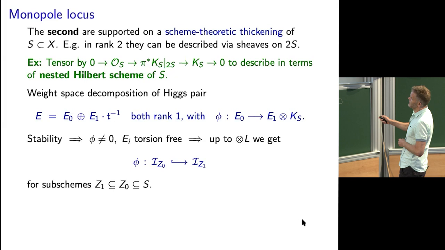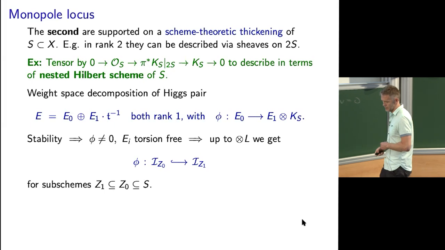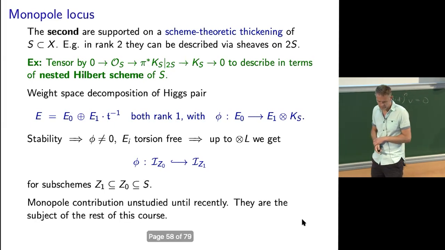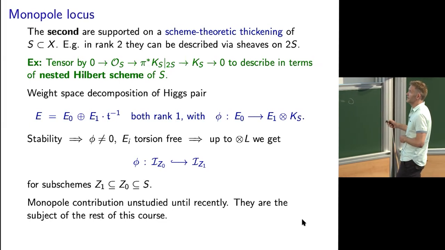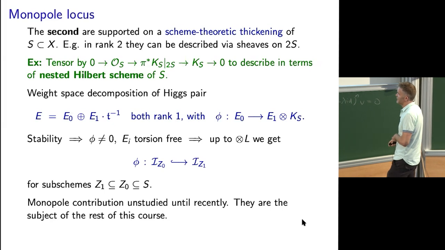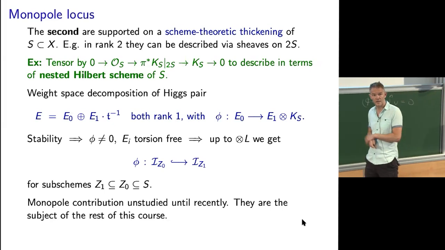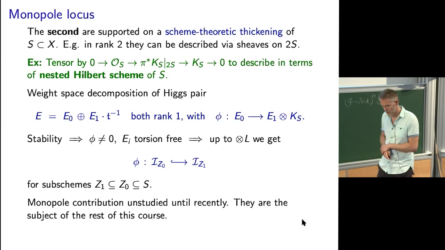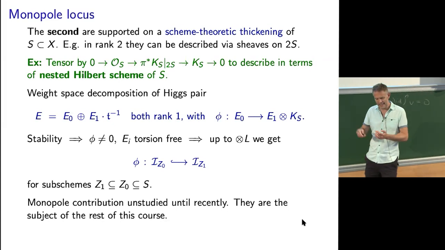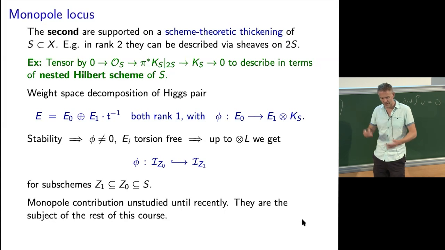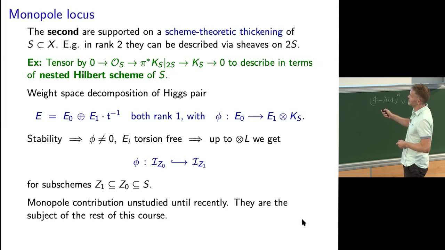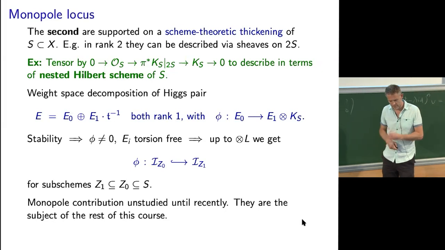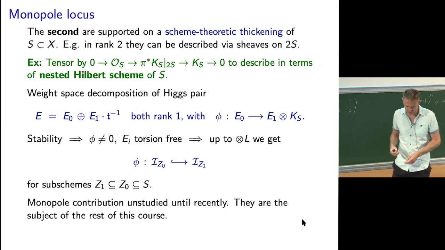All right. So the green bit was doing it in sheaf language on X. The black bit is doing it in Higgs language on S. And so these monopole contributions have something to do with nested Hilbert schemes. And computing with these things is the subject of the rest of the course. Also eliminating other components. You know, in higher rank, there's other components where these aren't both rank one, this could be rank two and this could be rank one. And then the rest of the course is about showing why they don't contribute and so on.